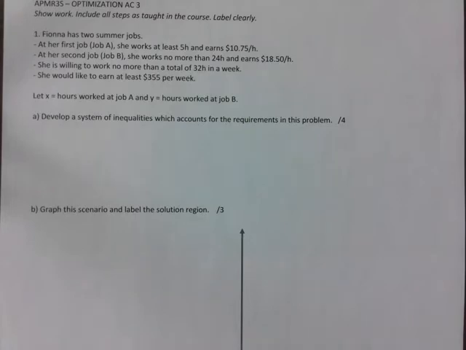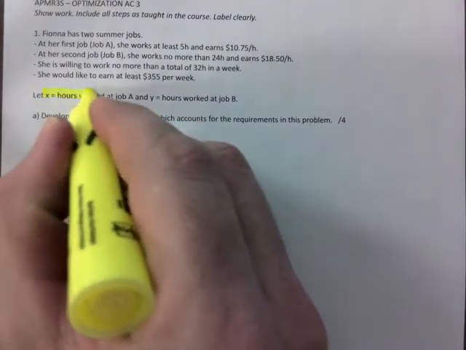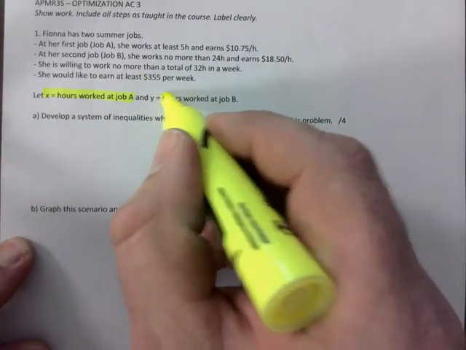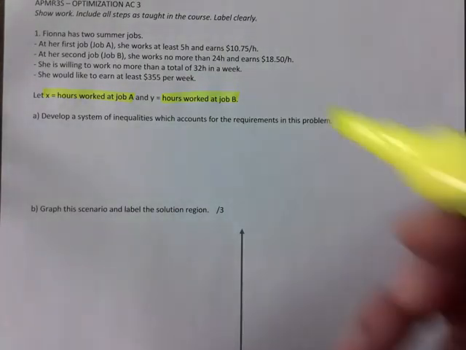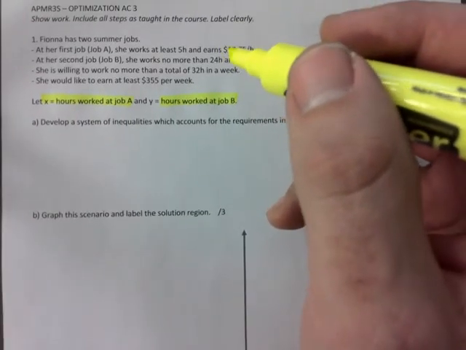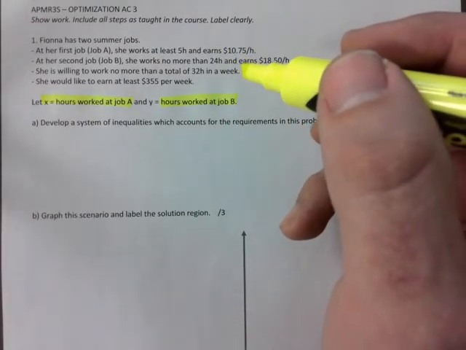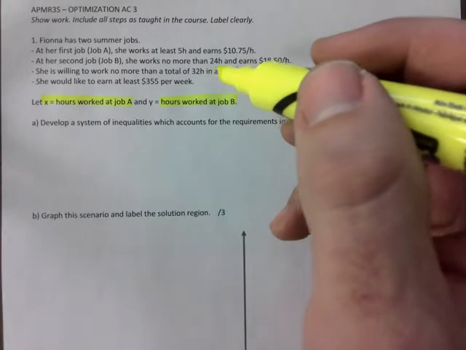All right. So we have two summer jobs. X and Y is defined. Develop a system of inequality. So here you have to pay close attention. I mixed it up. I don't have like, here are the restrictions, right? So you know everything that follows the restriction is going to be an inequality.